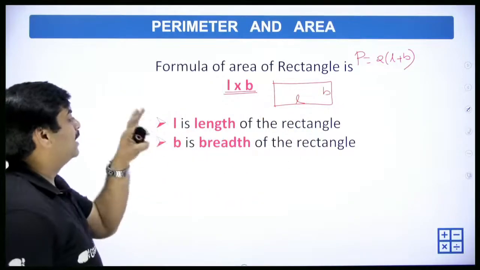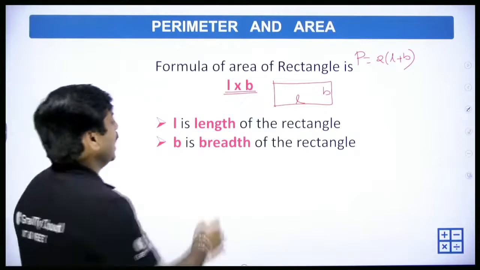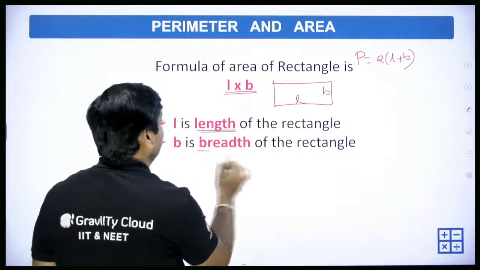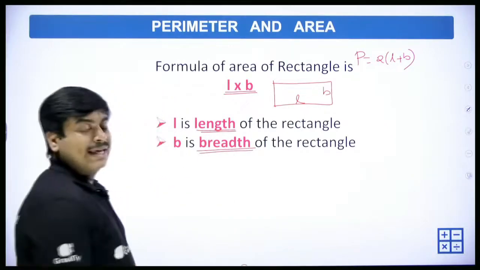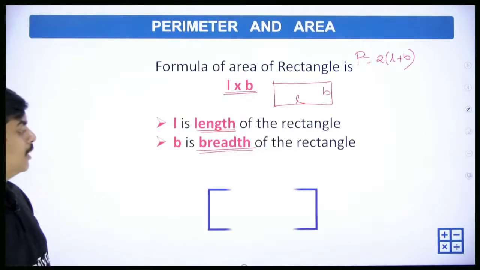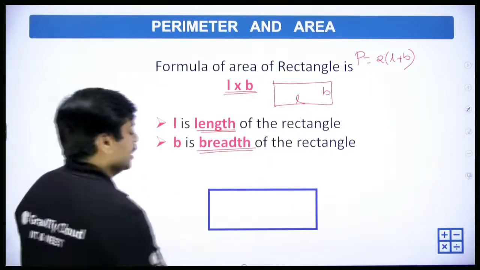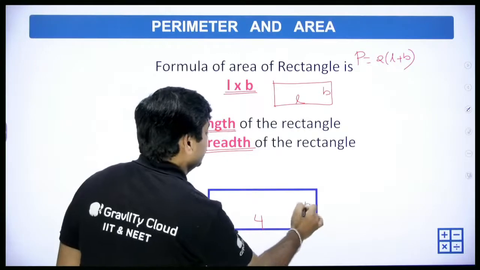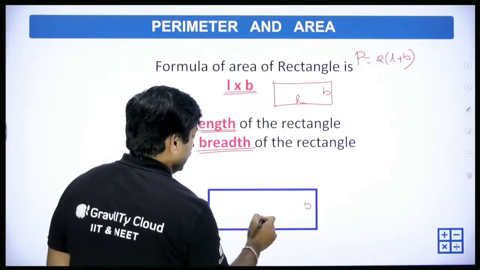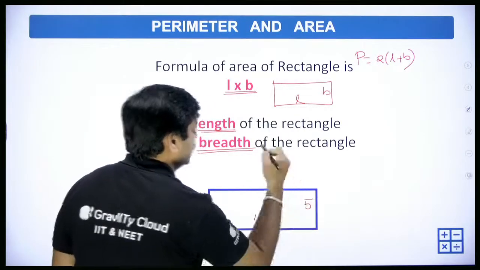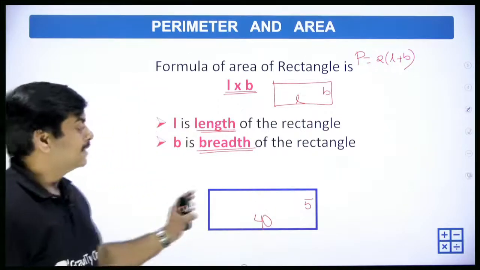Okay. L is the length of the rectangle and B is the breadth of the rectangle. Now let's try to move ahead. Let's say this is 40 centimeters and this is 5 centimeters.